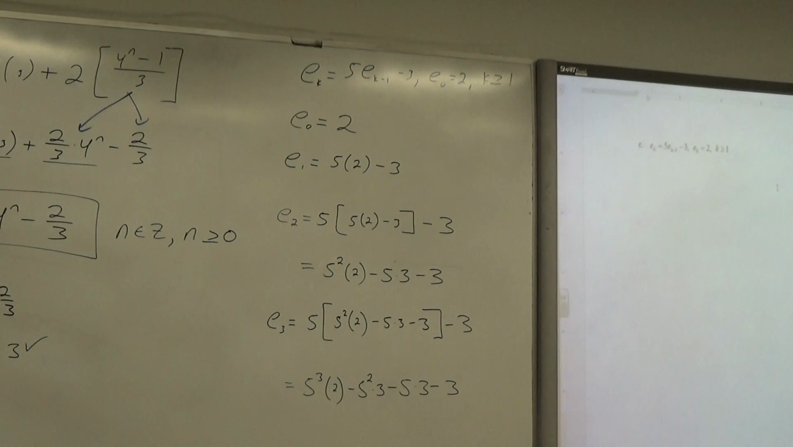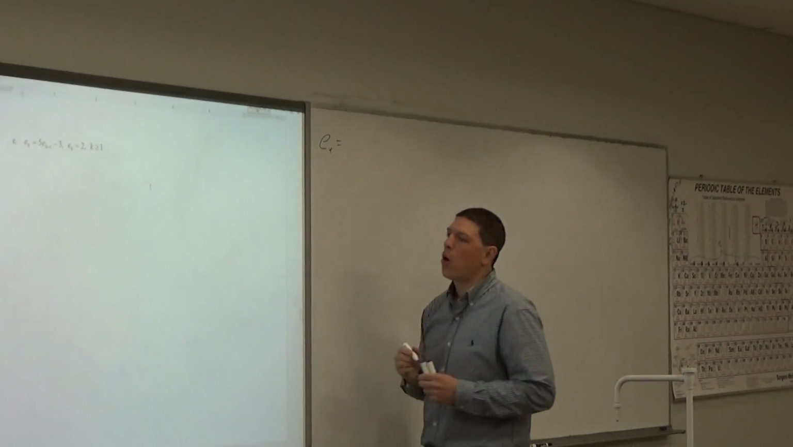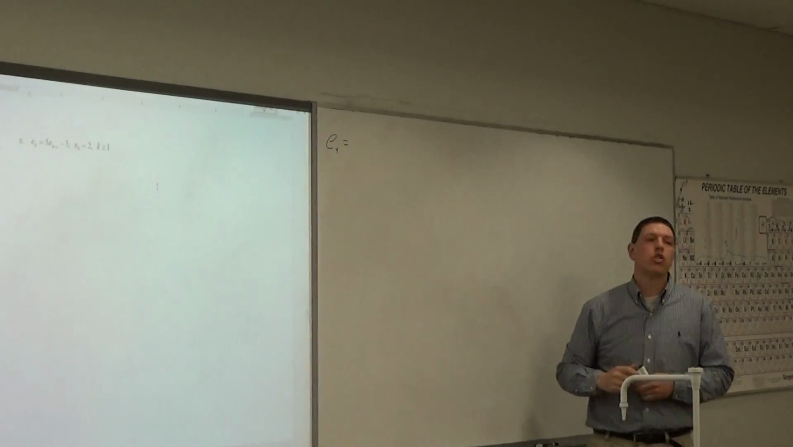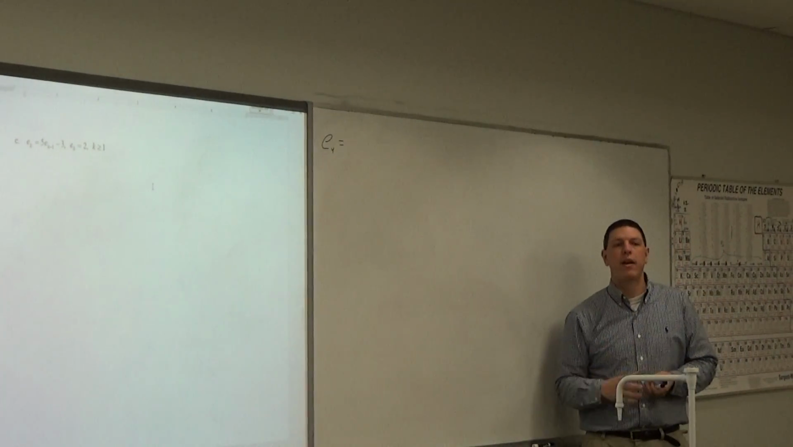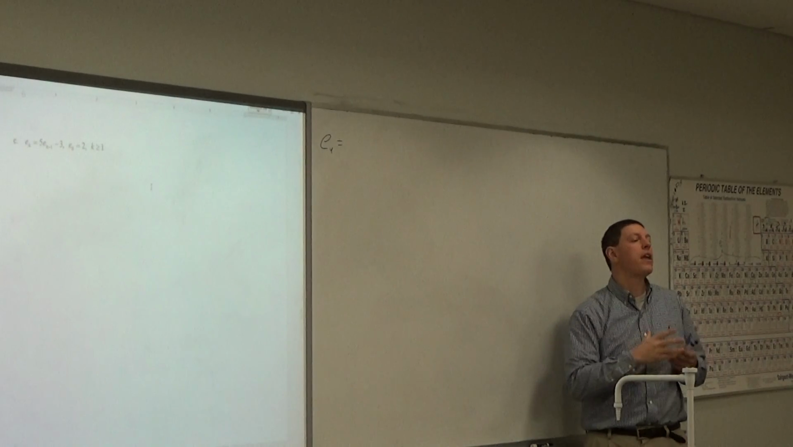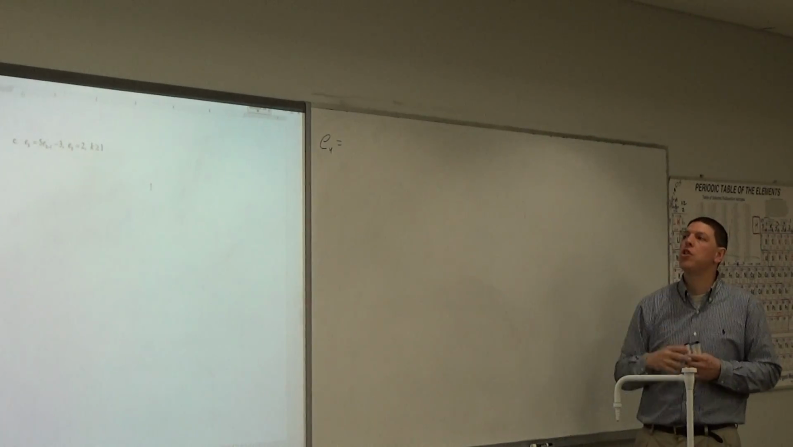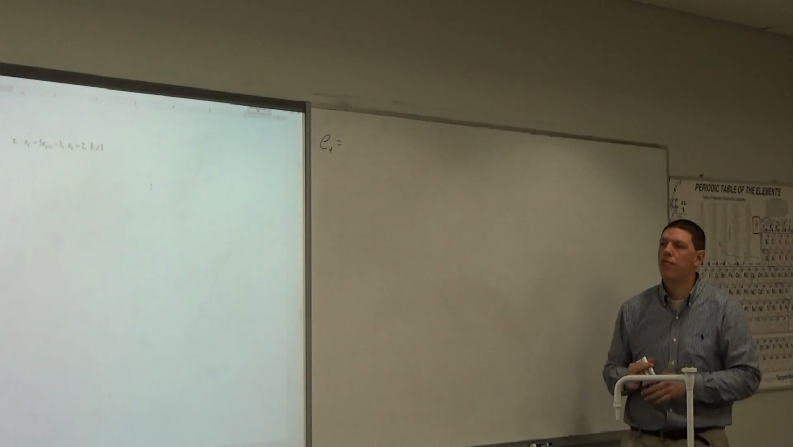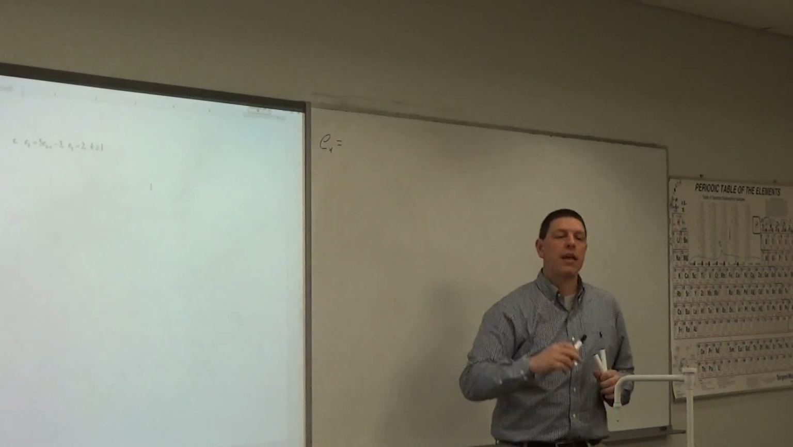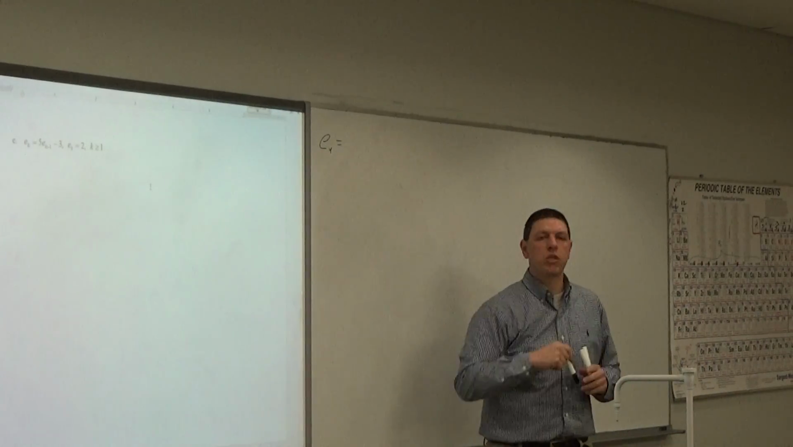So I'm betting there's some of you guys that can probably guess what e sub 4 might be. Let's write out e sub 4, and e sub 5, just from what we think it's going to be. And then maybe we can come up with some sort of closed form for this. So does somebody want to take a guess and tell me what they think e sub 4 to be? Go ahead.